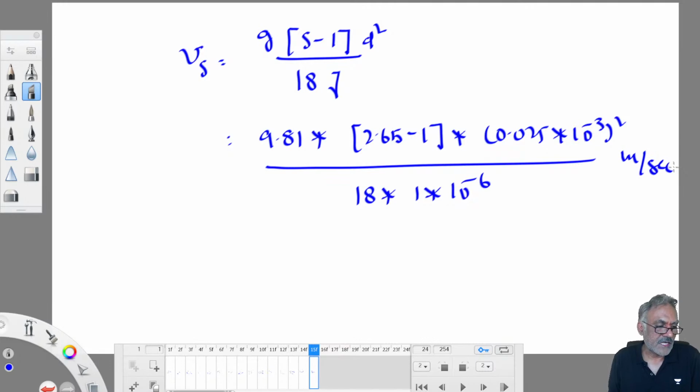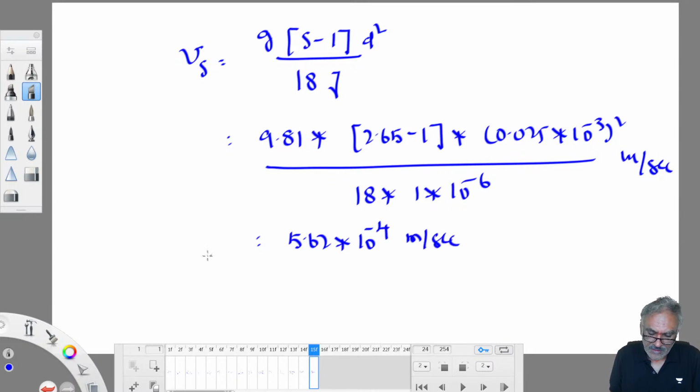So I am working out now the calculation part. 0.025 into 1.65 into 9.81 by 18 into nu. So I got this as 5.62 into 10 power minus 4 meters per second.